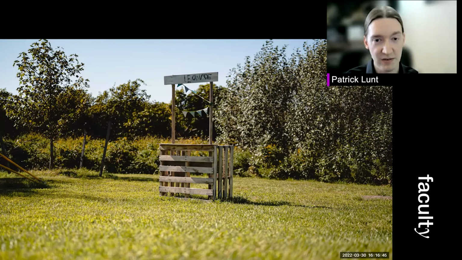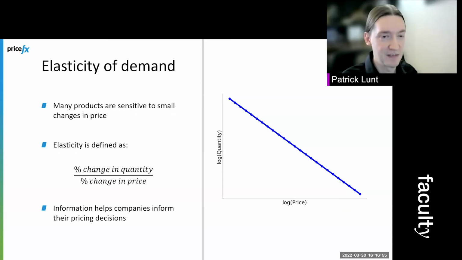Well, one of the things you might do is to vary your prices and then measure how it affects your sales. And when you're doing this, you're doing something called measuring elasticity. This is known as elasticity of demand because many products are sensitive to smaller changes in price, and elasticity is a measurement of how sensitive they are. It's defined as percentage change in quantity divided by the percentage change in price. And if you take our lemonade stand data and plot the log of your sales against the log of your prices, you might end up with this nice, simple relationship, and you can use this information to then maximize your profits by figuring out where your optimum prices are.